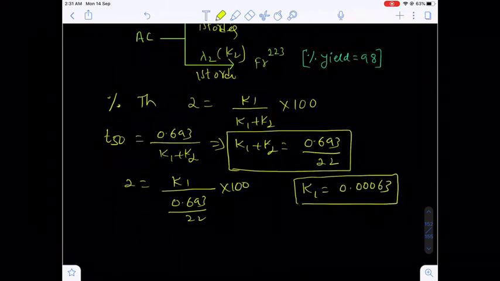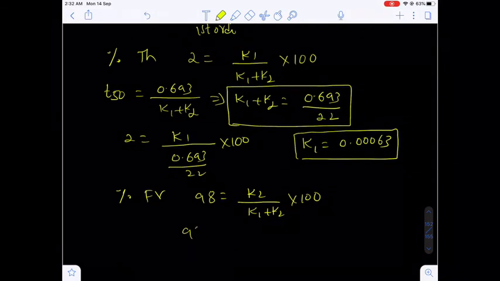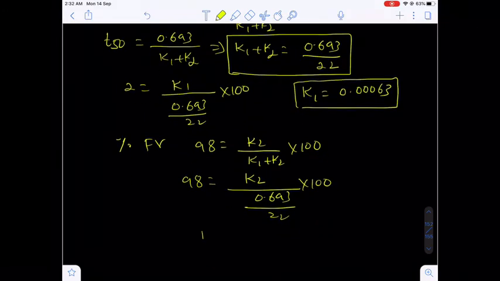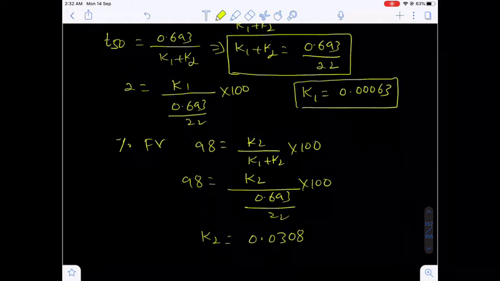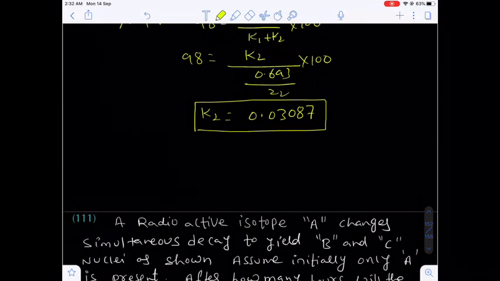Now come to the second one. What is the second one? Francium. What is the percentage of francium given? 98. That is equal to K2 upon K1 plus K2 multiplied by 100. From here 98 is equal to, we have to find K2. What is K1 plus K2? 0.693 by 22 into 100. From here, shall I find K2? Yes, that will be 0.03087. Are you getting my point? So radioactive decay follows first order parallel path.